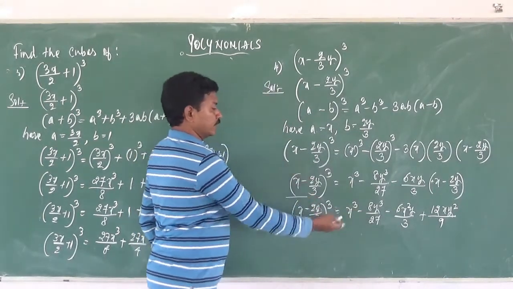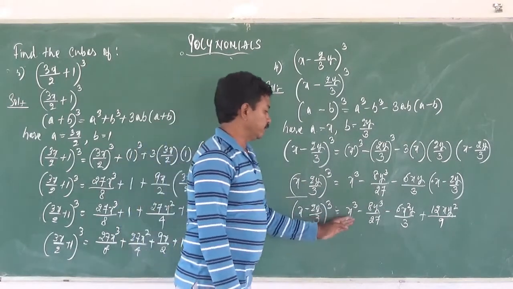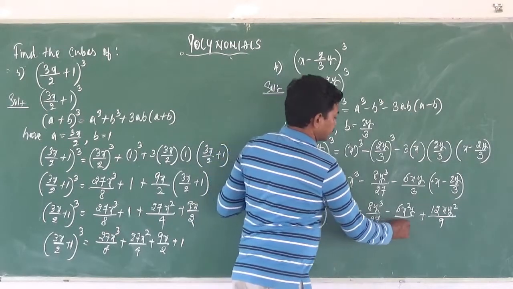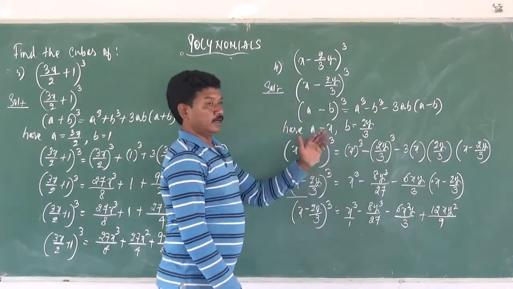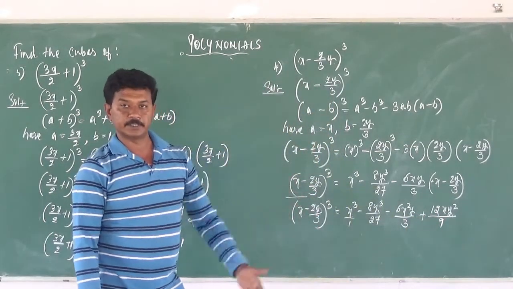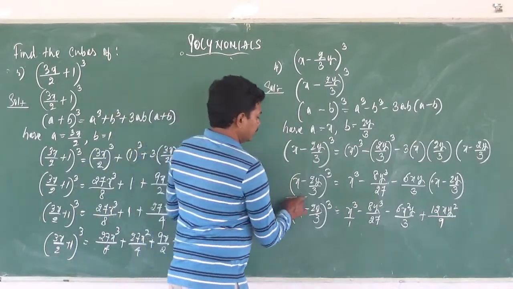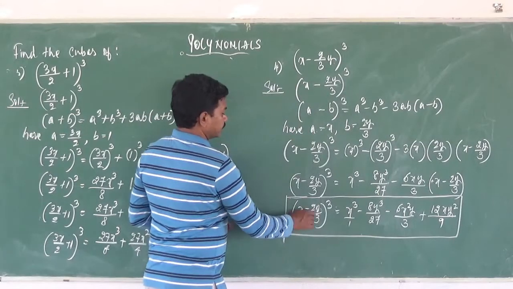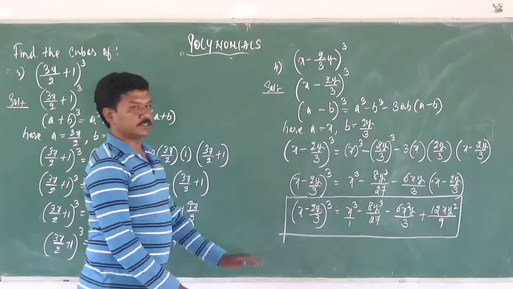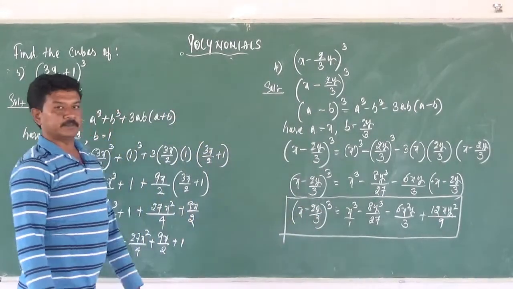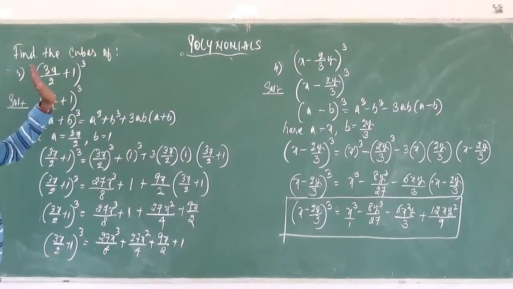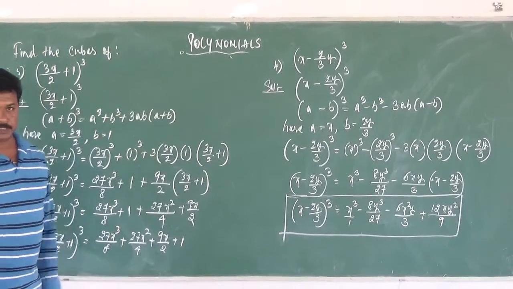If you want to further simplify this, you can take the LCM of 1, 27, 3 and 9 below x cube, and proceed for further steps, but it's not required. So this will be the cubic expansion of (x minus 2y by 3). This is how you are going to get it in your examination for 2 marks. Find the cubes of, this will be the question you have to answer, right?